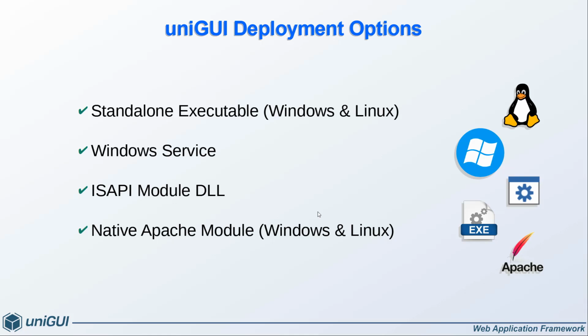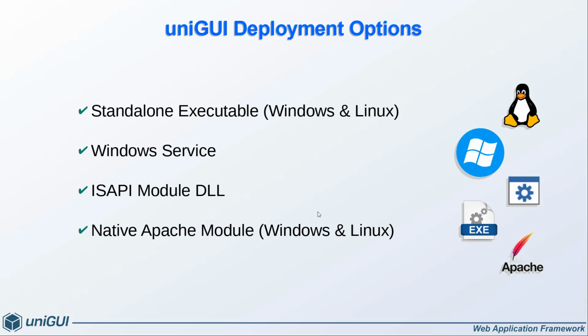Among these options, there is the standalone executable, which is available for Windows and Linux. Another deployment option is Windows Service, which is obviously only available for Windows. An ISAPI module option is also available for Windows. Finally, you can deploy your web application in the form of a native Apache module. This option works for both Windows and Linux.